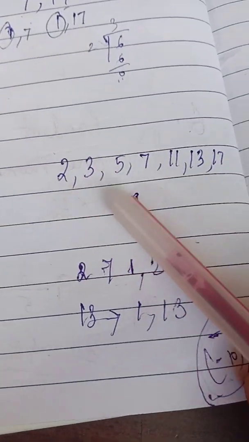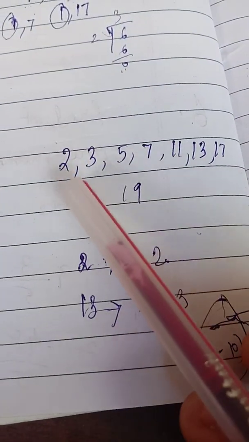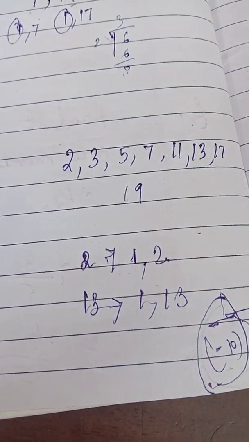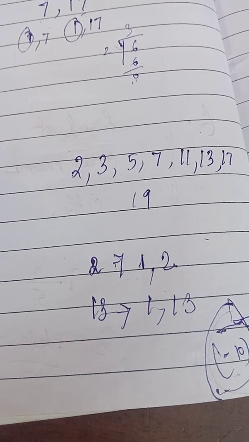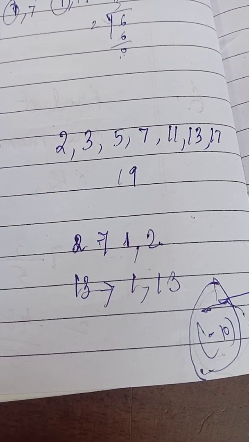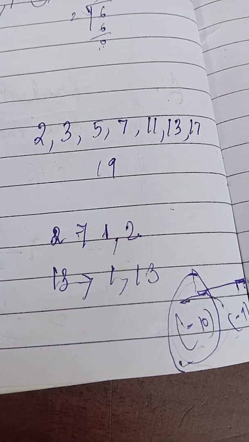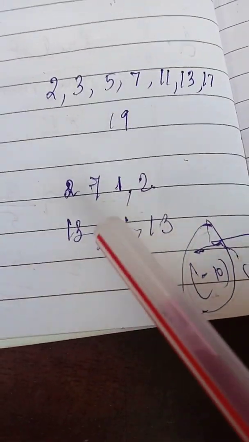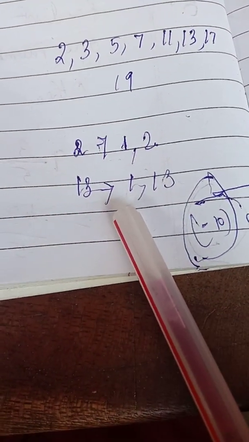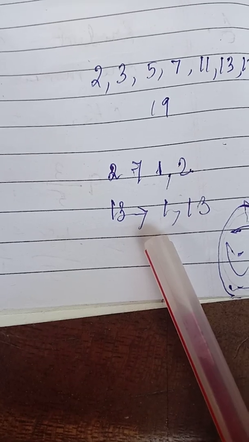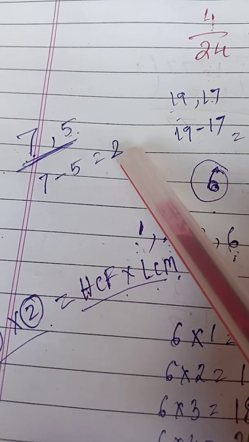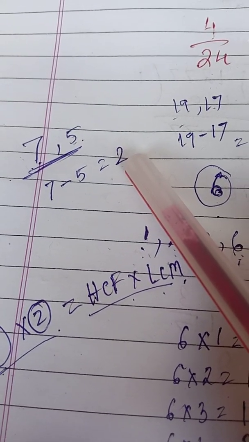So beta, these all are the prime numbers, that is 2, 3, 5, 7, 11, 13, 17, 19. This way we have to continue, 23, then 29 is a prime number. So these two numbers have one common factor, that is 1, so it is called co-prime numbers, and here the difference is 2, so here it is called twin prime numbers.